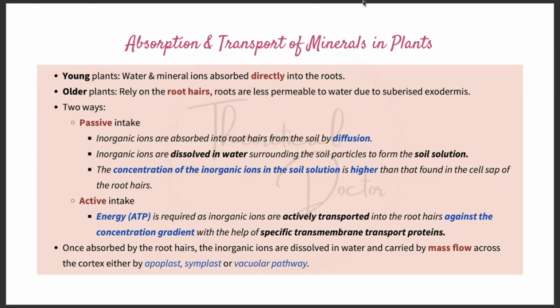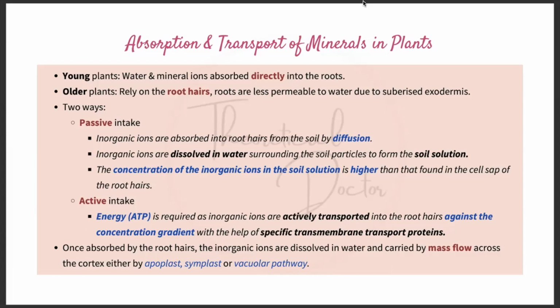Absorption and transport of minerals in plants, or in other words, the inorganic ions. In young plants, the water and mineral ions are absorbed directly into the roots, but in older plants, they rely on the root hairs because the roots are less permeable to water. This is due to the suberized exodermis. There are two ways water is taken up into the plant. The first is passive intake, whereby no energy is required, and the next is active intake, whereby energy or ATP is required.